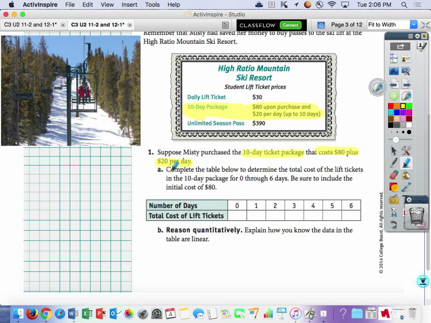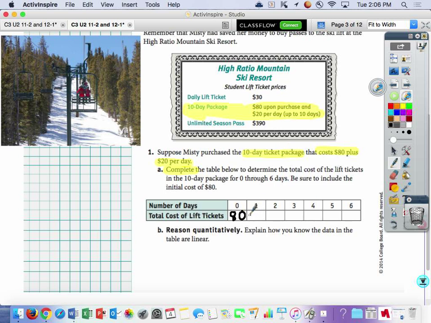Okay. It says complete the table below to determine the total cost of lift tickets in the 10-day package for 0 through 6 days. Be sure to include the initial cost of $80. So on the 0 day, before she has done anything, she has spent $80. And the reason is because she bought this 10-day package. Before you even spend a day, it costs $80. Then it's $20 per day.